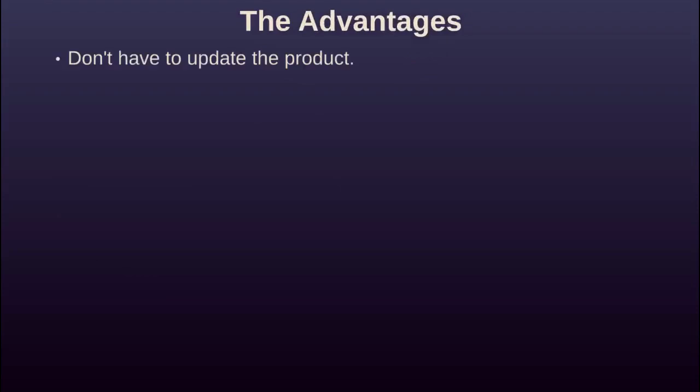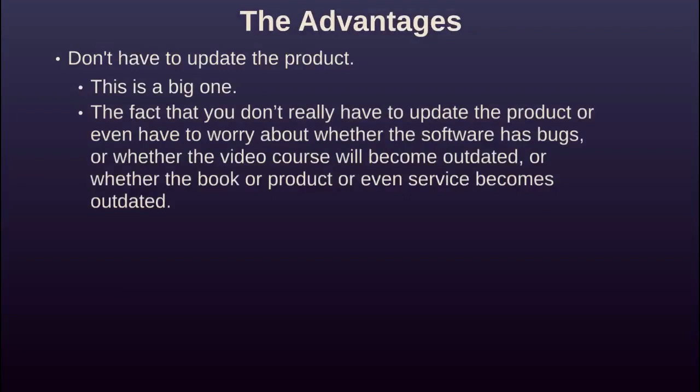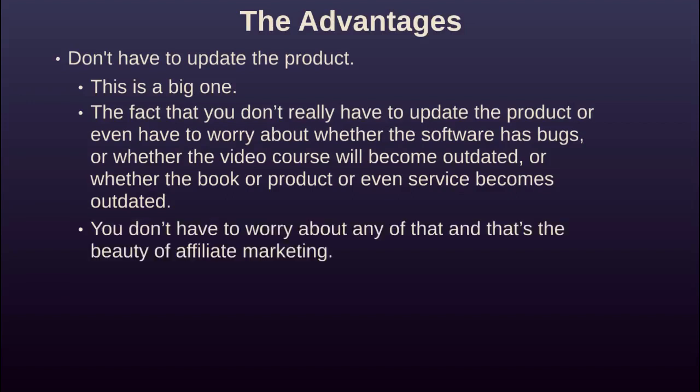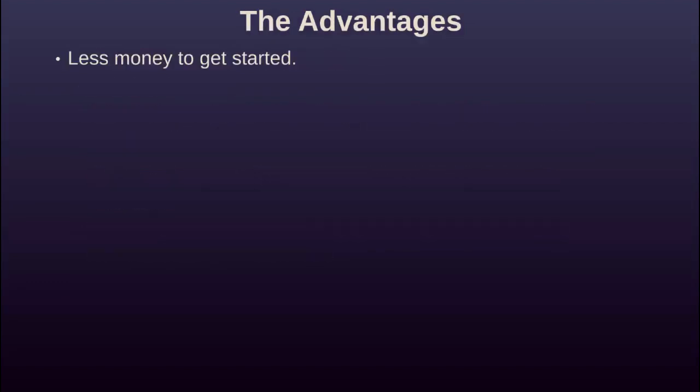Another advantage is this: you don't have to update the product. I mean, think about it. This is a huge one. In fact, as a vendor, a lot of times you have to update the product, right? If it's a software, you have to update the features and make sure that it's compatible with everybody's computer and makes it work. If it's a video course, you need to make sure that the content is updated and not outdated. Or if it's an ebook or a content piece, same thing. And the thing about affiliate marketing is you don't have to worry about any of that. And that's the beauty.